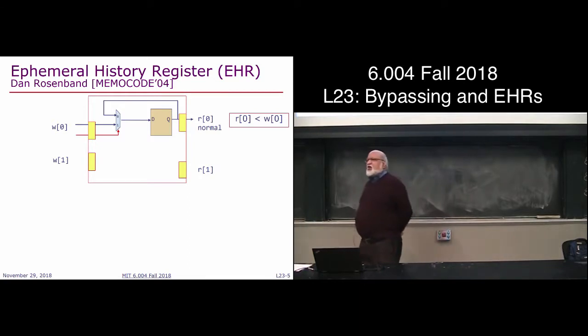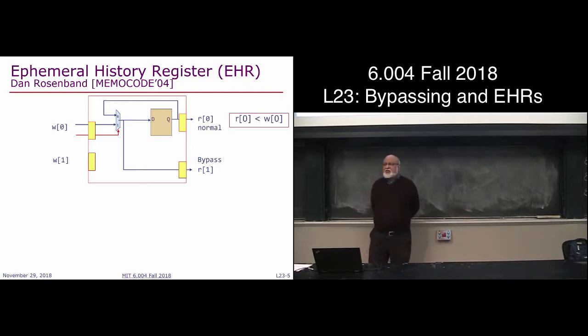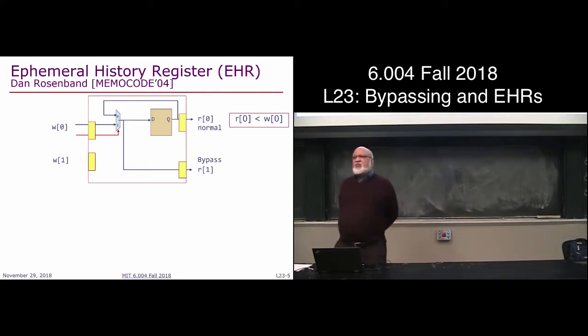All right, so now I'm going to embellish this a bit, extend this a bit. How about this? Suppose I also provide another port on my register, which takes this output and puts it out. So what is R1 now?